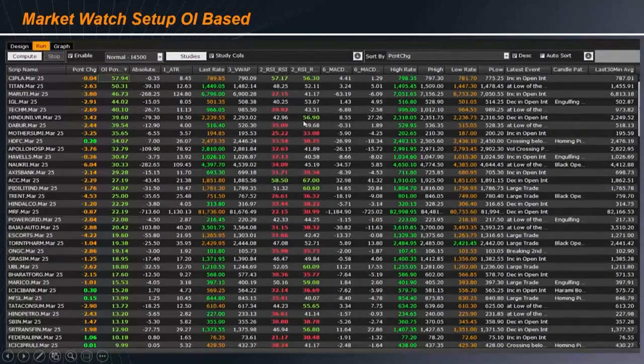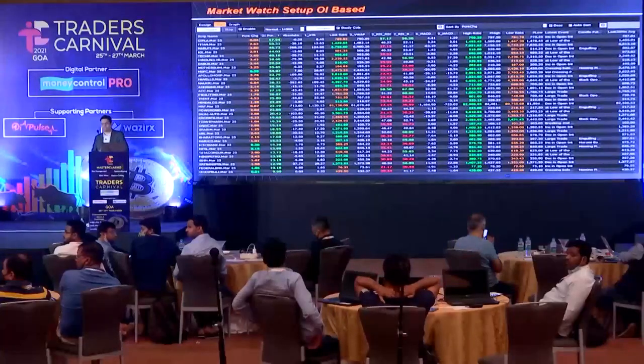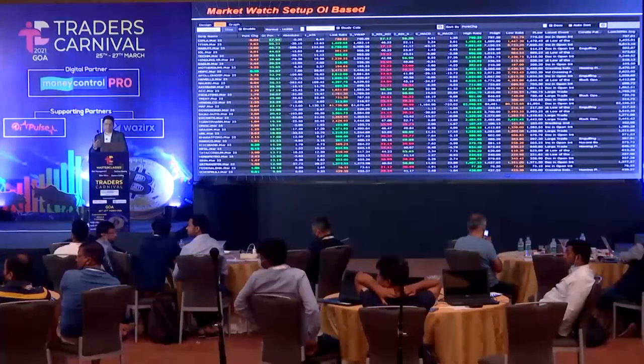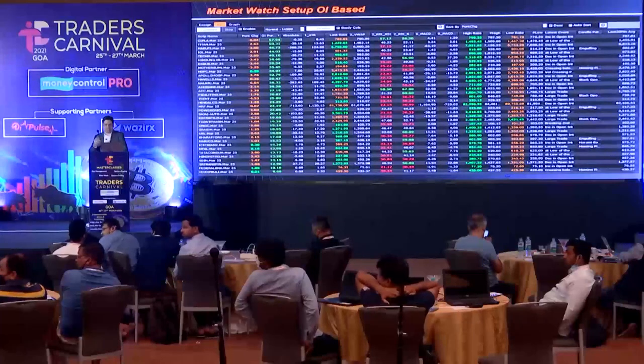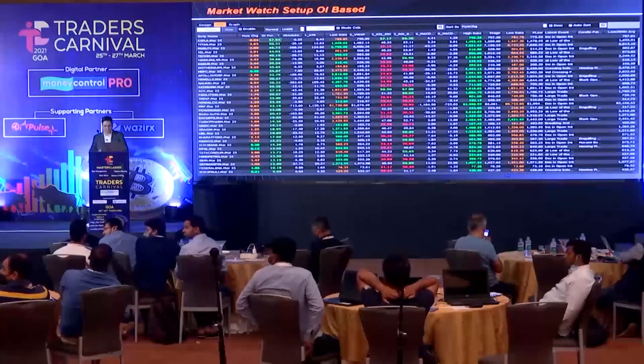So if you see in the line, there are few lines that are getting highlighted, say ACC, let's say CIPLA. So these are the trades where your RSI is more than 55. I'll be looking into long trades only when the RSI is more than 55. I'll be looking for short trades when the RSI and RSI average is less than 40.